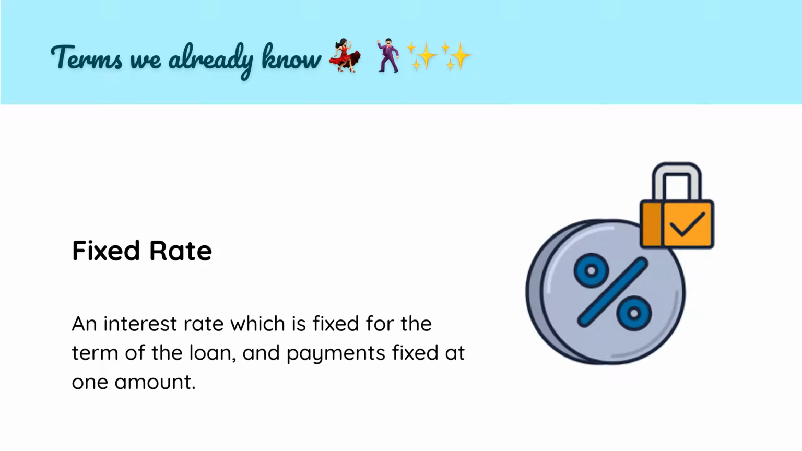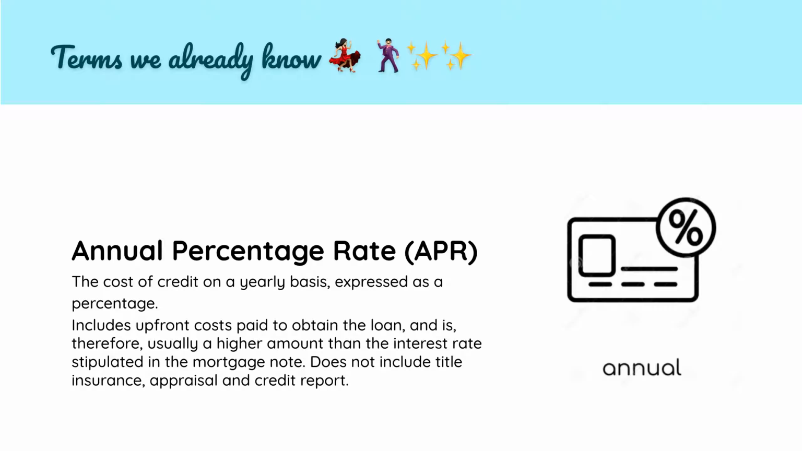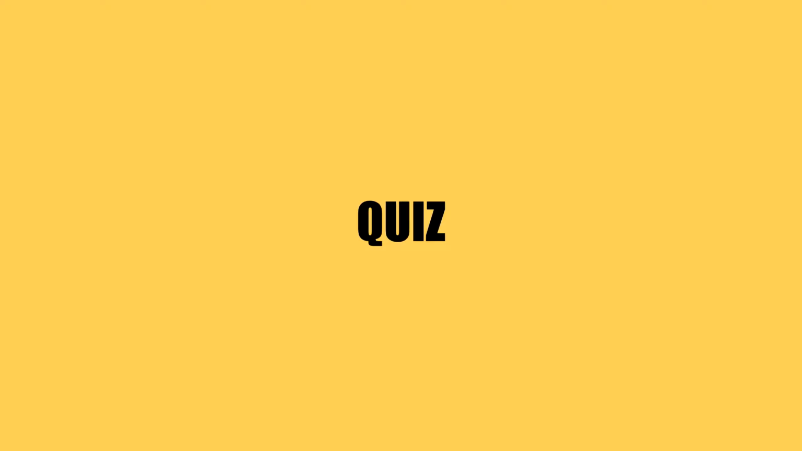Fixed rate, an interest rate which is fixed for the term of the loan, and payments are also fixed at one amount. Grace period, which is a period of time during which a loan payment may be paid after its due date, but not incur a late penalty. Annual percentage rate, APR, it's the cost of credit on a yearly basis, expressed as a percentage. Now, let's review some questions. Let's review what we have talked about.